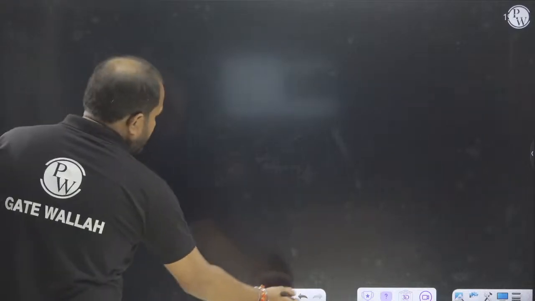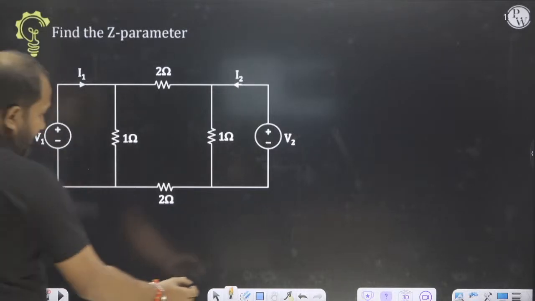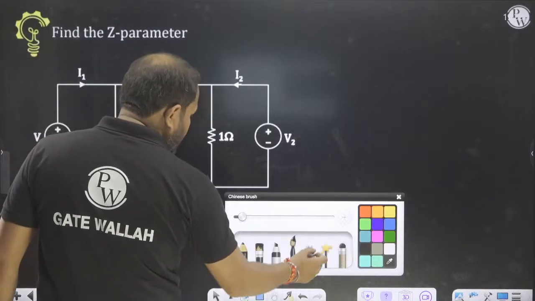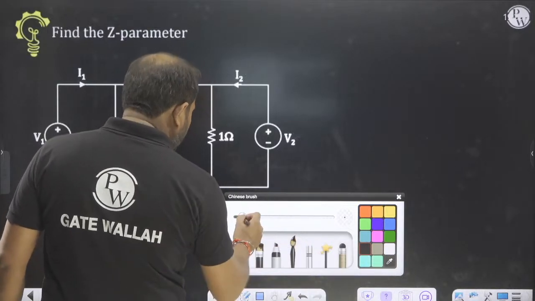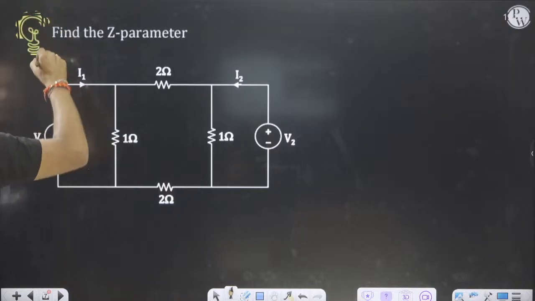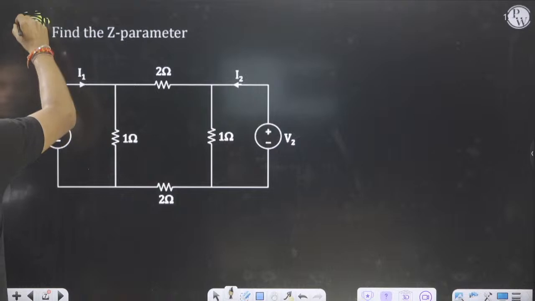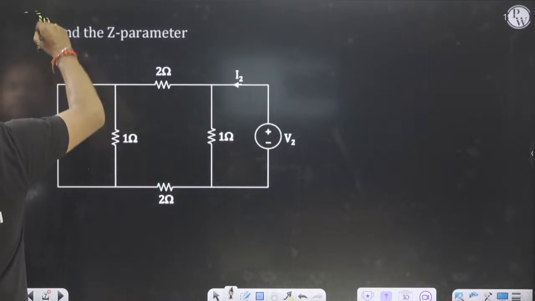Then you can go through one question. I will tell you, go through that one question. This is the question in which we are going to find out the parameters. What parameters, sir? We are going to find out the Z parameters. How will we find out the Z parameters? By open circuit. Always try to remember, by open circuit you are going to find out the parameters.